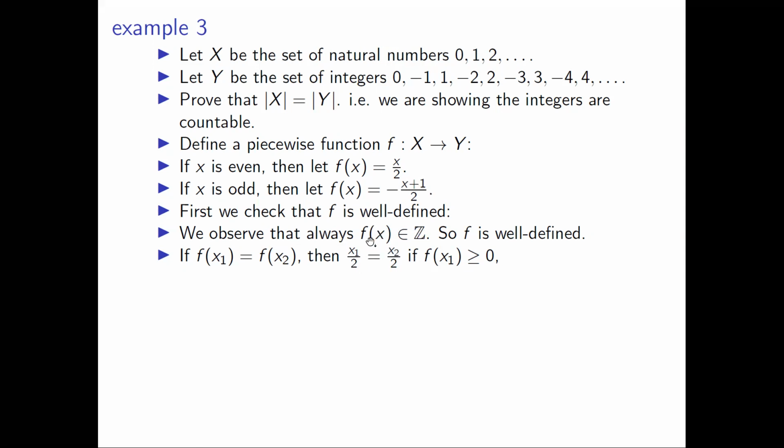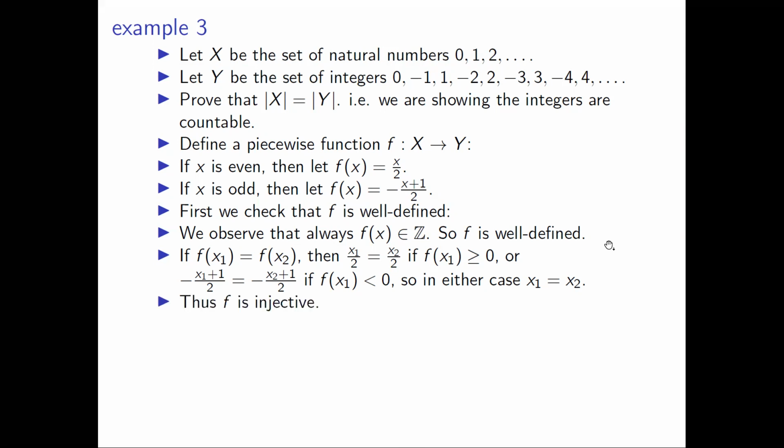On the other hand, the other case is when f of x1 is less than 0. And in that case, f of x2 must be less than 0 since they're equal. And that means that f of x1 equals minus quantity x1 plus 1 over 2, and f of x2 equals minus quantity x2 plus 1 over 2. Thus, minus quantity x1 plus 1 over 2 equals minus quantity x2 plus 1 over 2. So in either of these cases, we can solve the equation to get x1 equals x2. And that means f is injective.